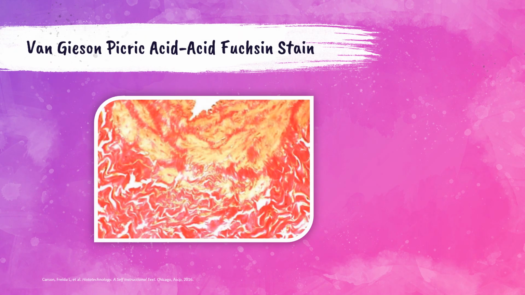This photo shows a large vein section that has been stained with the Van Gieson stain. The yellow colored part of this tissue here are the smooth muscle cells. The red color is, of course, the collagen fiber.